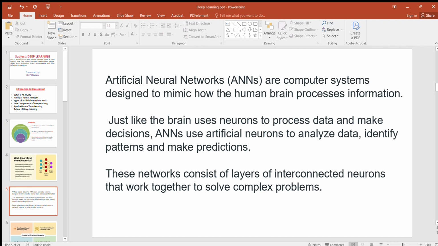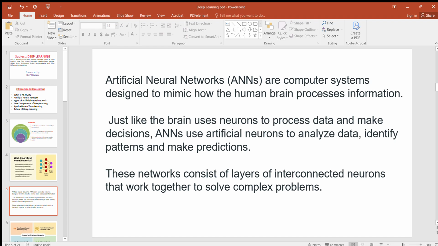At least you have to keep in mind what artificial neural networks are. Artificial neural networks are computer systems designed for a purpose: to mimic or imitate how the human brain processes information. That will be done by the ANN.